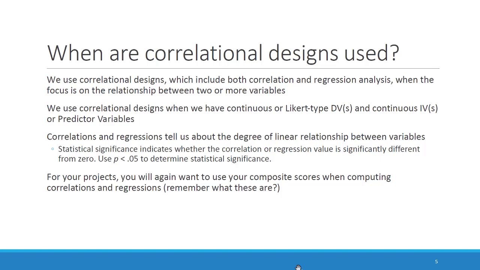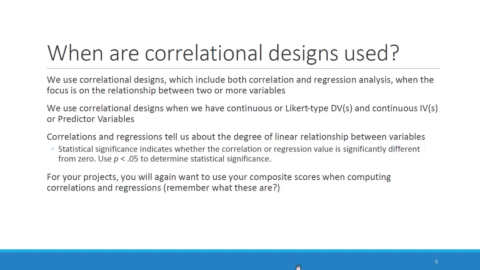Correlations tell us the degree of linear relationship between variables. So it tells you strength of that relationship and the direction of that relationship, whether it's positive or negative. The statistical significance of a correlation tells us whether the correlation value is statistically significantly different from zero. So remember last time how we talked about how zero is the lowest possible correlation. If your correlation is not zero, we need to know, is it large enough to be statistically significant? Can we be confident that it's not zero? That's what our statistical significance tells us.